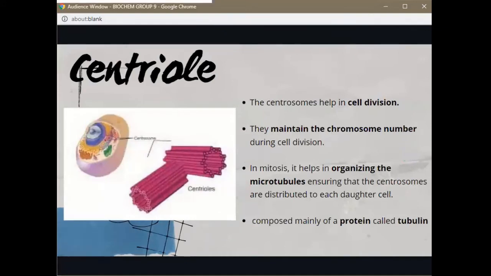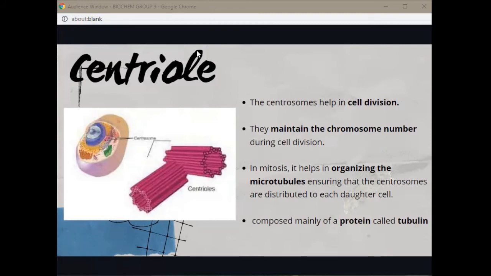Lastly, we have both Hyacinth and Gwyneth to discuss the centriole. Take it away, guys. Okay, now for the centriole. Before we start, some of you may wonder about the difference between a centriole and a centrosome. A centrosome is an amorphous structure containing two centrioles, while a centriole is an organelle with a much more intricate microstructure. Now, moving on, the centrosomes help in cell division.